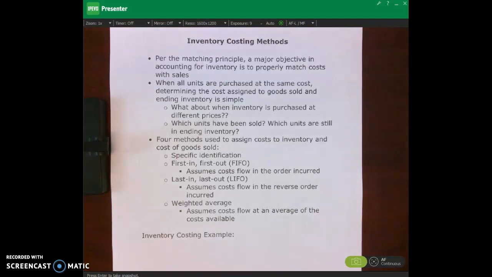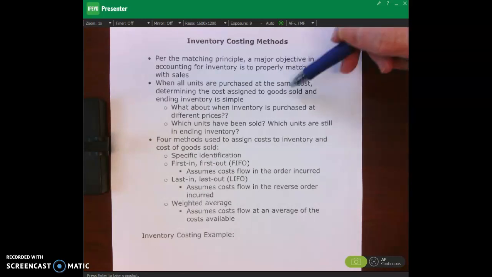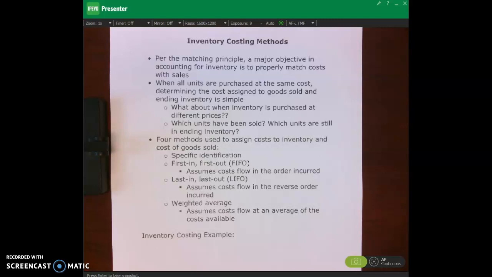Okay? So what I'm saying over here is when all the units are purchased at the same cost, all purchased at $1, then it doesn't really matter, right? Because then you just debit cost of goods sold, credit merchandise inventory for $1. But the problem is, and we just saw that in that example, that may not be true. Why would we have different costs for the same box of markers?